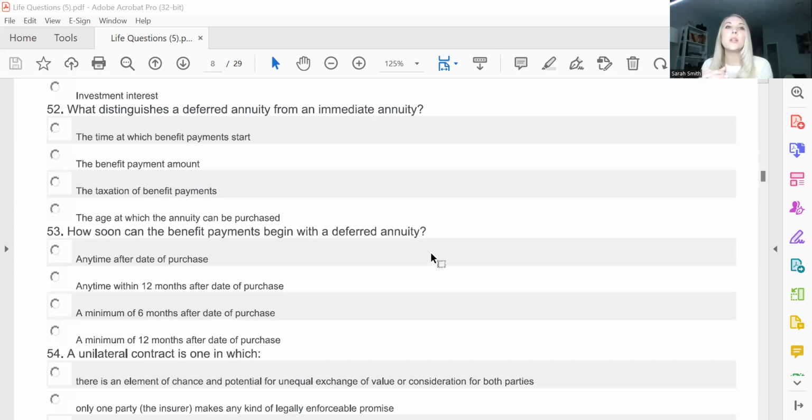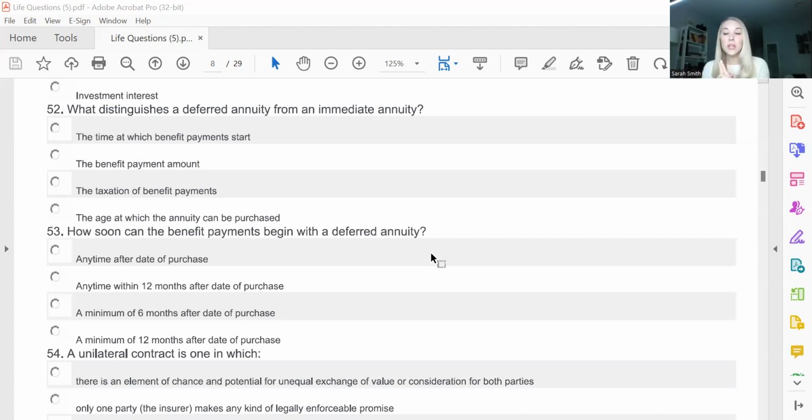52, what distinguishes a deferred annuity from an immediate annuity? And if you watched my hands just now, that would probably give you the answer, right? So this is going to be the time at which benefit payments start. We're going to go to the next question to learn the difference in the timing. How soon can the benefit payments begin with a deferred annuity? This is going to be a minimum of 12 months after the date of purchase.